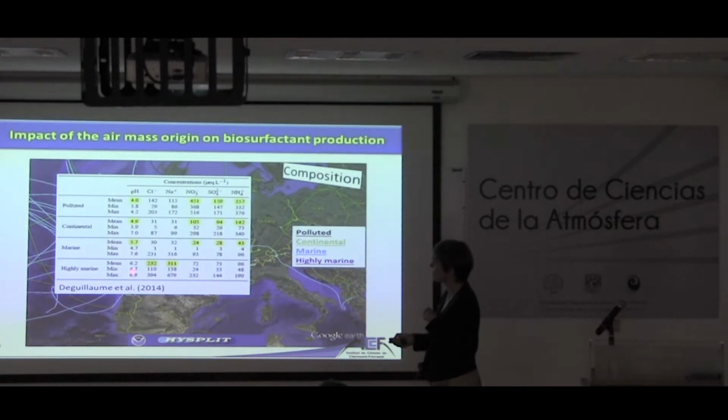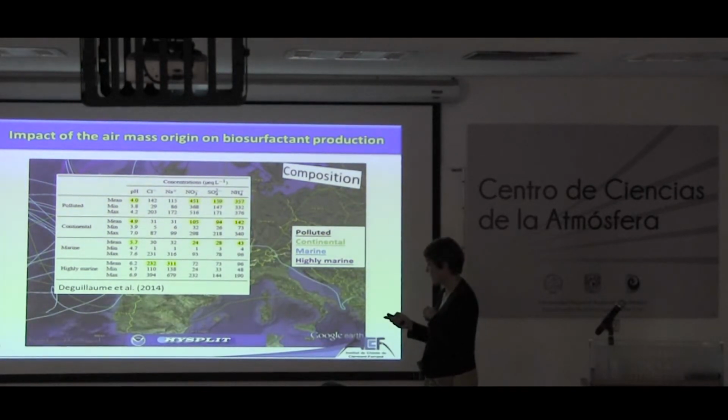So the main difference is the pH, like you can see, polluted is more acidic. You also see sulfate, nitrate, and ammonia, which are much higher in polluted ones. Of course, if you look at highly marine, you will find a lot of sodium, for instance. Okay, so this is the way we classify because it's much more accurate than just the back trajectory, because sometimes they go from the ocean and then over the land and then they go back, and they are a mix of the different things.